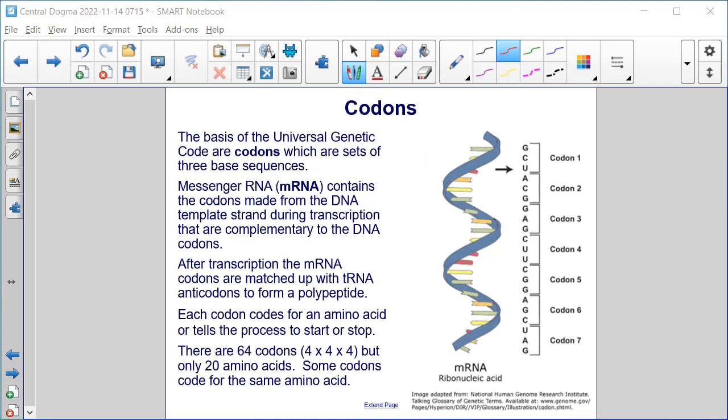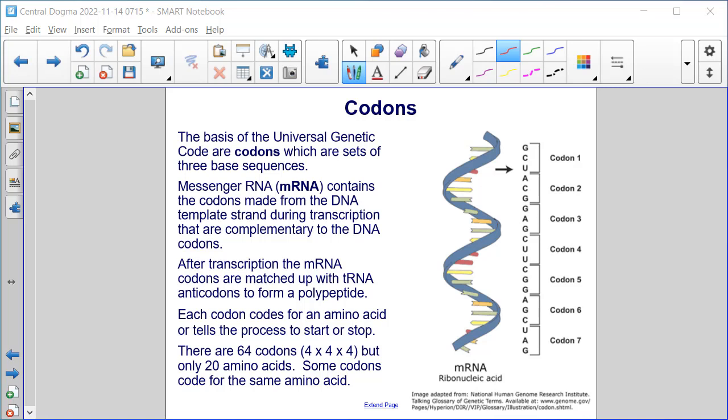Codons. The basis of the universal genetic code are codons, which are sets of 3 base sequences. Messenger RNA, mRNA, contains the codons made from the DNA template strand during transcription that are complementary to the DNA codons. After transcription, the mRNA codons are matched up with tRNA anticodons to form a polypeptide. Each codon codes for an amino acid or tells the process to start or stop.